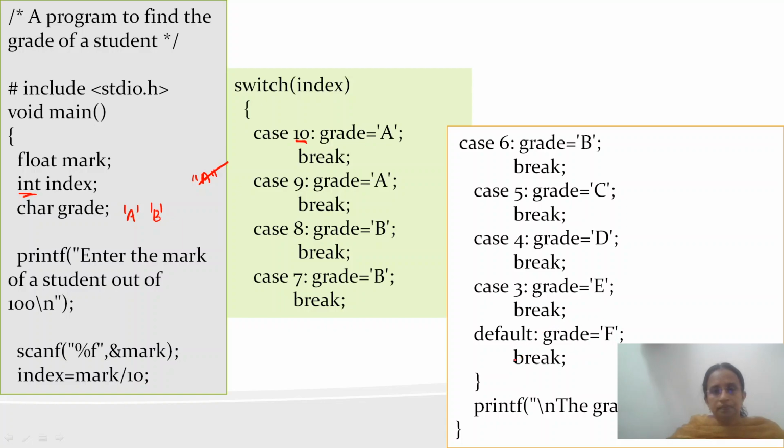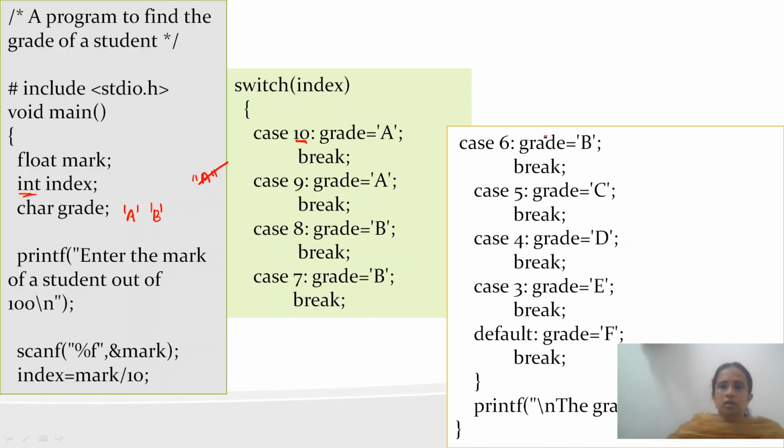And break. We need a break at the end of each case because after printing grade A, we do not want to print grade A, B, B, etc. We do not want to go through other case statements. That's why this break is written here. Okay. And finally, the switch is closed here. We print the grade as grade, percentage c grade.